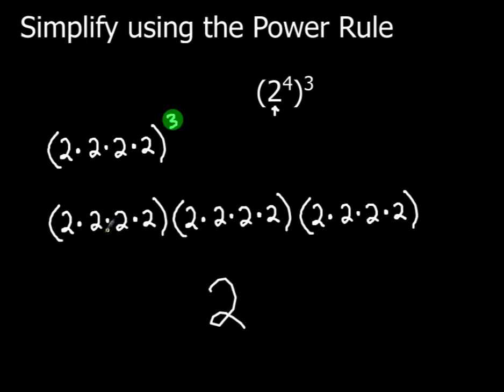Now how many 2's do I have? Since I'm multiplying, I can simply just count how many 2's I have. 1, 2, 3, 4, 5, 6, 7, 8, 9, 10, 11, 12. So my answer using the power rule would be 2 to the 12th power.